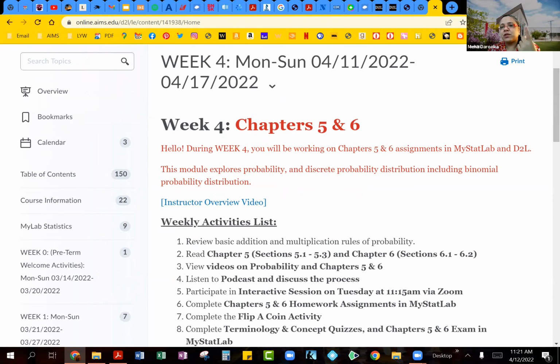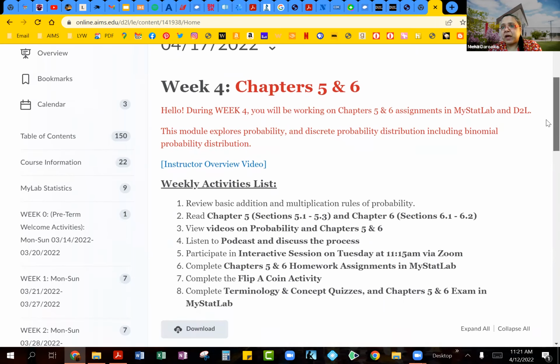So I don't want you to focus on the fact that it's 2 chapters. Just remember the content material is actually the same. It's just the way your textbook is designed. In a different textbook, this would all be 1 chapter. Your textbook is just breaking it down into 2 chapters. For chapters 5 and 6, you're working on sections 5.1, 5.2, 5.3, and then 6.1 and 6.2.